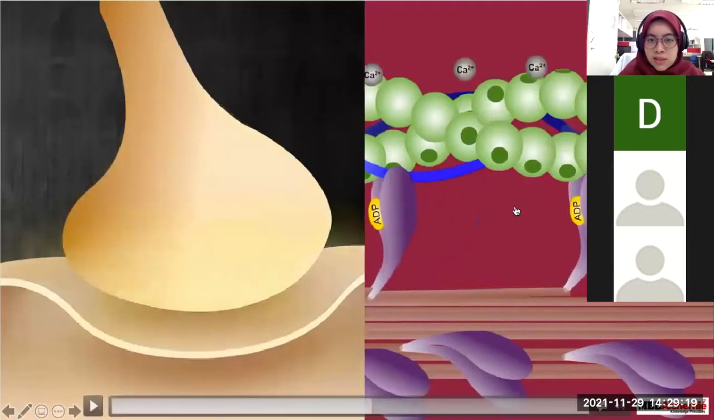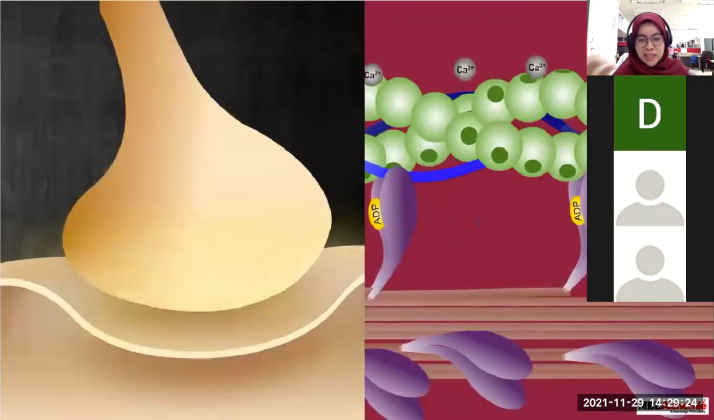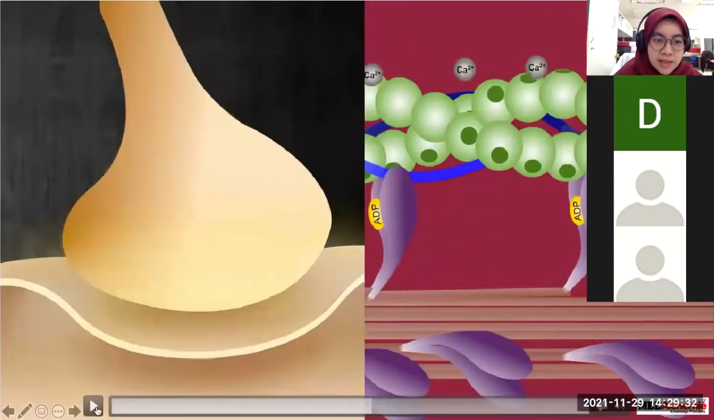So this is a very slow motion version of it. Under normal physiology, things would happen very fast. That's why we are able to control our skeletal muscle.